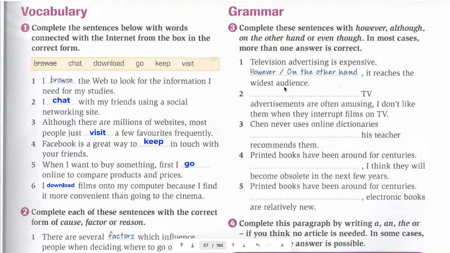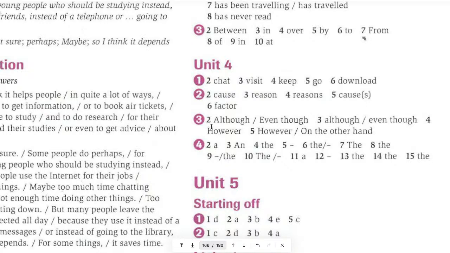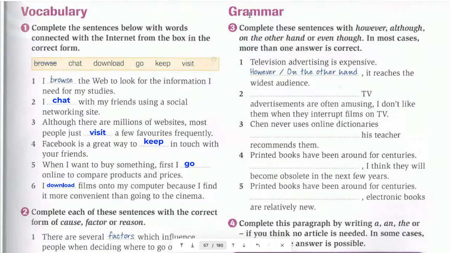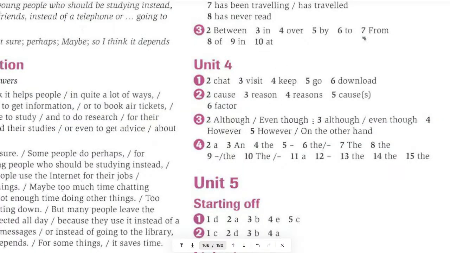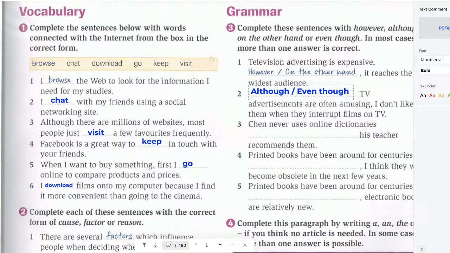Now, number 2, TV advertisements are often amusing, something I don't like them when they interrupt films on TV. What is the answer for number 2? Number 2, we have 2 options, although or even though. Actually, they are the same. Which one is stronger? Even though is stronger. That's all. The way to use them is exactly the same. So number 2, the answer is although, even though, and number 3, also the same.